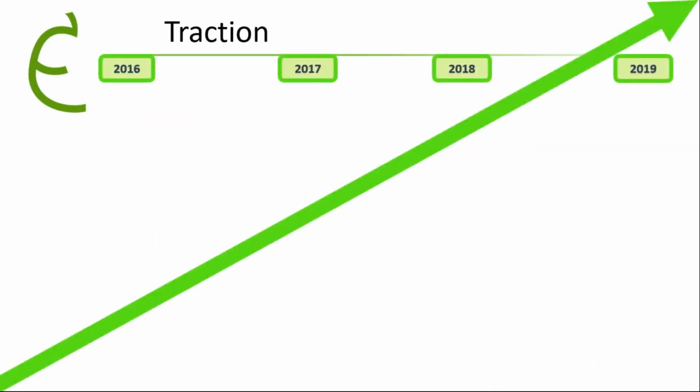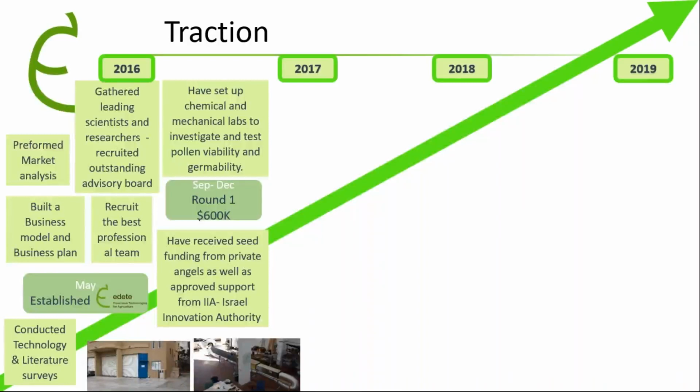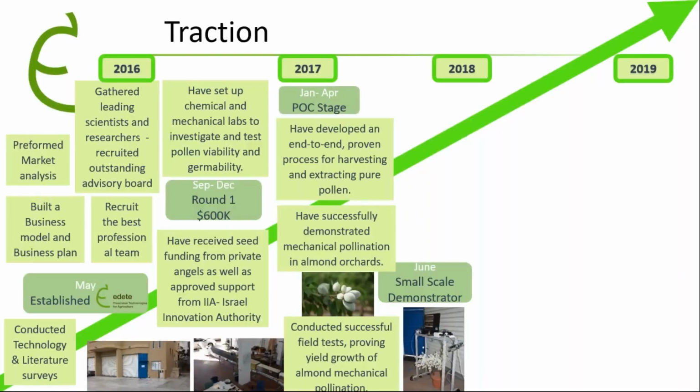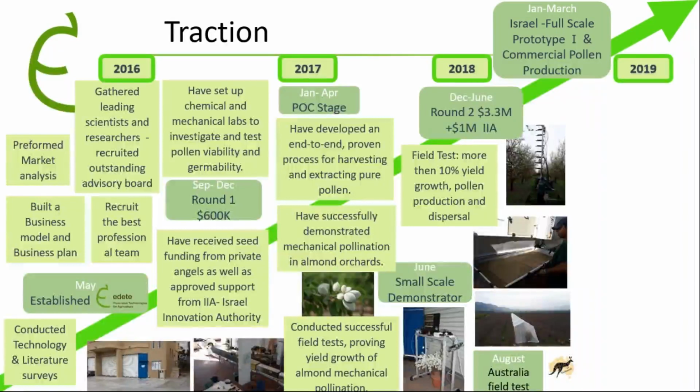So what have we accomplished so far? Our company was established in May '16, and by January '17, we had already conducted a very successful field test in almond orchards in Israel, producing pollen and dispersing it with a handheld prototype on branches covered with insect-preventing net. We got amazing results. By February '18, we tested a full tree dispersal unit and a pollen production system and managed to grow yield by more than 10%.